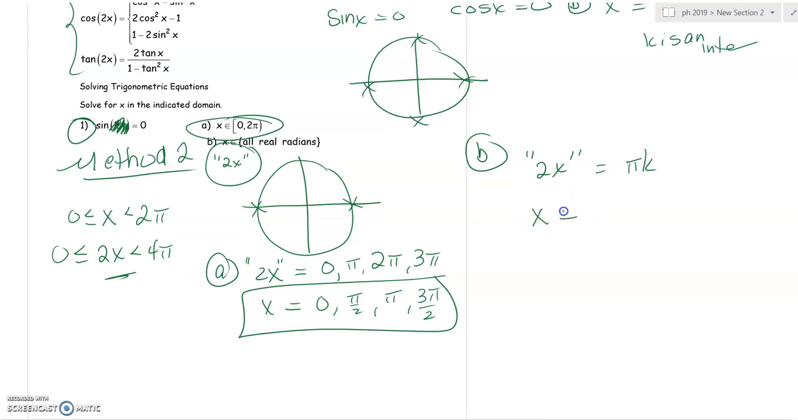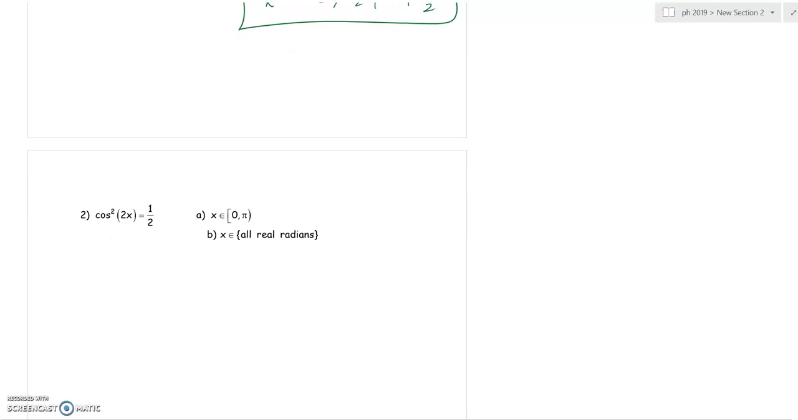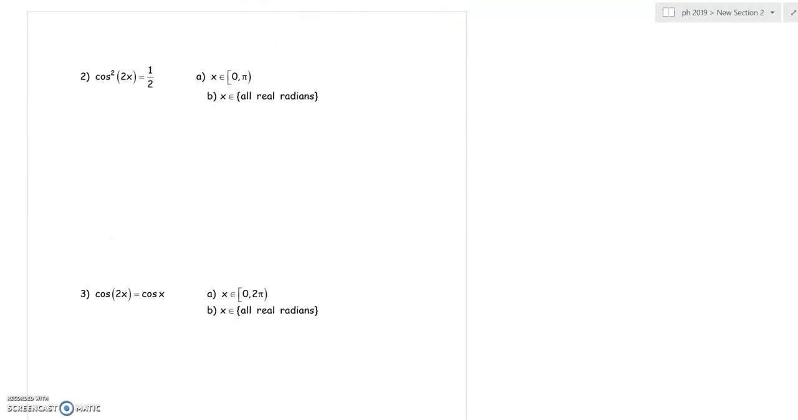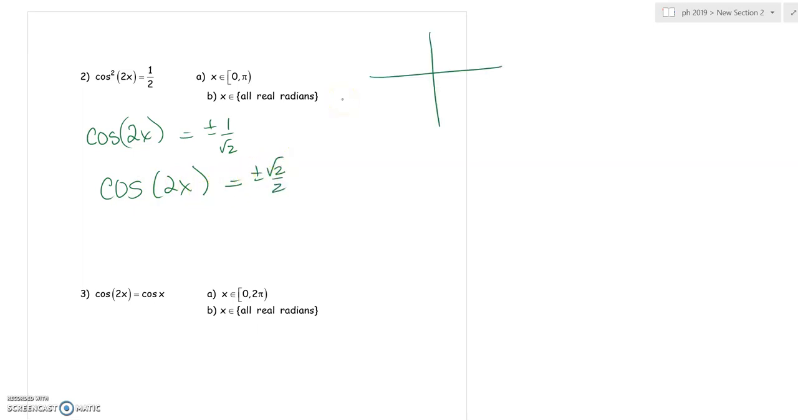Let's do one more problem, and then we'll have the notes video in 2 parts here. Let's go ahead and try number 2. So this one, notice it says cos squared of 2x equals 1/2. So if I take the square root of both sides of the equation, your choice, you could use a trig identity, or we could solve it the same way we did last time. 2x is what we're going to graph. So again, we have quadrants. And for part A, they're saying this time, let x be between 0 and pi. So if x is between 0 and pi, 2x is between 0 and 2 pi.